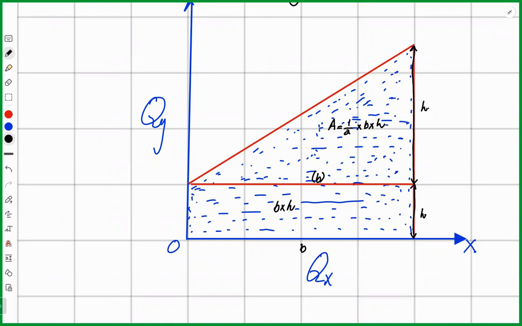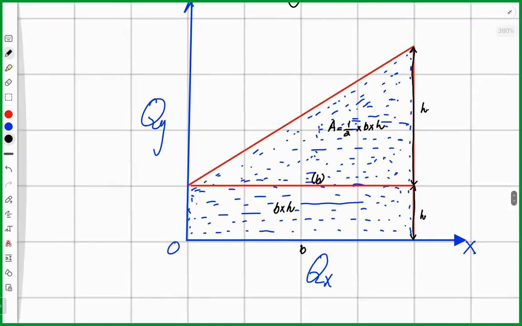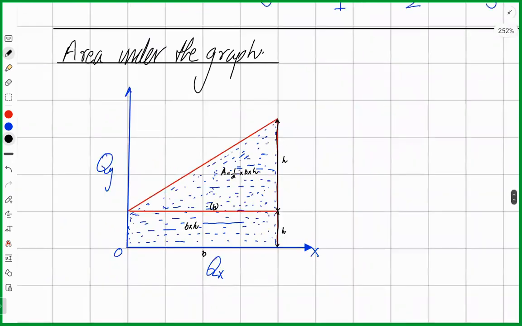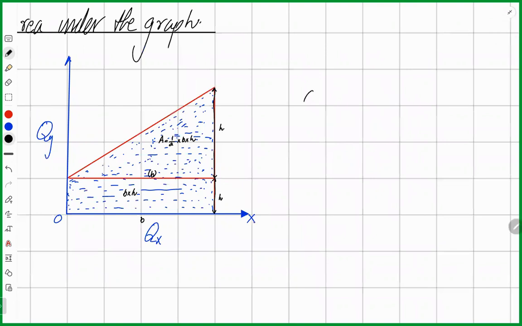So here is the key for this thing. Quantity represented by area equals the quantity on the y-axis multiplied by the quantity on the x-axis.